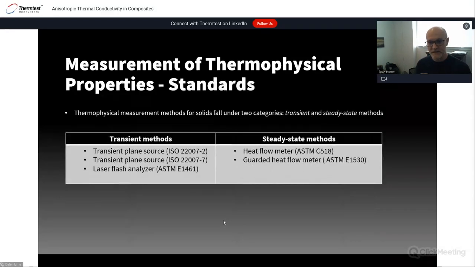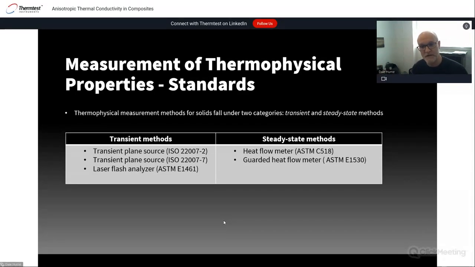So the related standards to each of these categories: transient plane source is an ISO method currently. There are drafts for ASTM within the E37 committee. That subcommittee is E37.05. If anyone's interested, chat with us or search E37.05 on the ASTM website. You can see the information. You can join and be active if you're interested. The new standard is related to transient plane source, but unique measurements, ISO 22007-7.